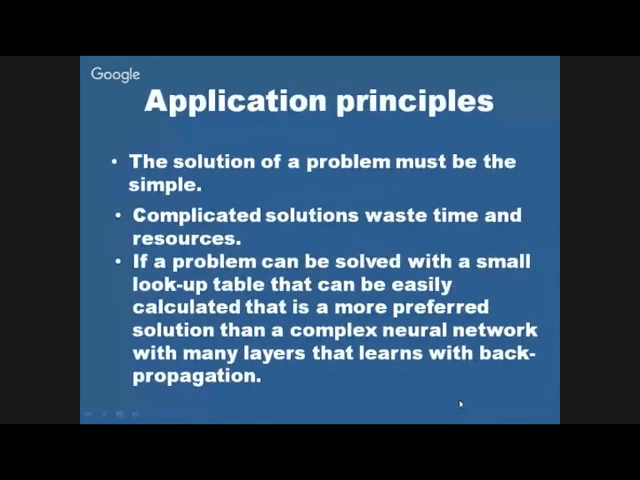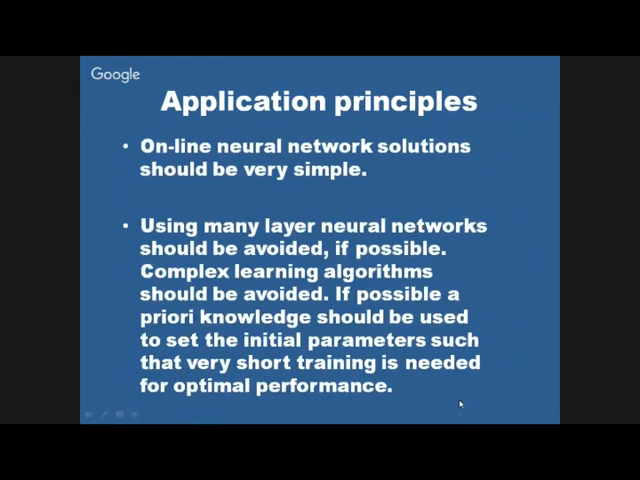Now, there are some principles. Before doing the applications, let me tell you the basic principles of this application, what you should keep in mind when you do neural network applications. The solution of a problem must be simple. It should not be complex. Complex recognition you cannot do quite accurately with the help of the neural network. Complicated solutions waste time and resources. If a problem can be solved with a small lookup table, then the neural network doesn't come into the picture. The neural network comes into the picture when you cannot do it with the help of tabular forms. The neural network solution should be very simple.